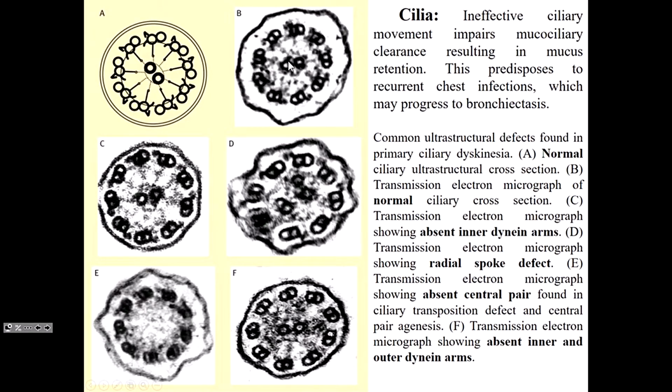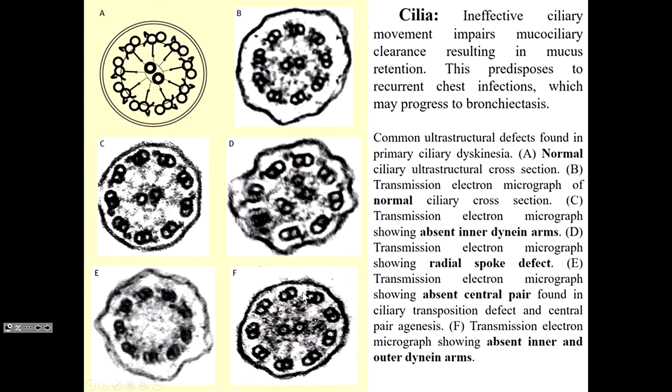We can have defective cilia. In C, the inner dynein arm, this little arm here, is absent. So these cilia would be non-motile because those dynein arms attach to the adjacent doublets and help to move the cilia. In D, the radial spokes are absent. These spokes here are absent. So again, defective cilia. In E, the central pair is missing. So again, that would be defective cilia. And in F, both the inner and outer dynein arms are missing from this particular cilia.